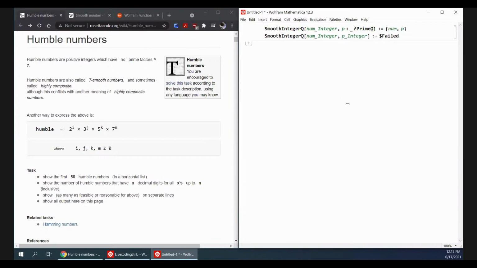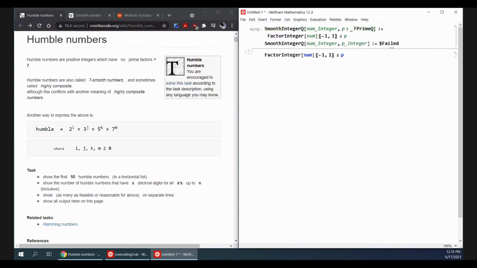So the way that we had written it before was we factored the integer, and then we took its largest factor, and we compared whether that largest factor was greater than or equal to some prime number. We were using 7 before. So this is pretty simple to read, because it's going to say, okay, it's true whether the largest prime factor is less than or equal to P, and it's false if it's greater. Nice. We can work with this for now, especially because we're pretty confident that it works.